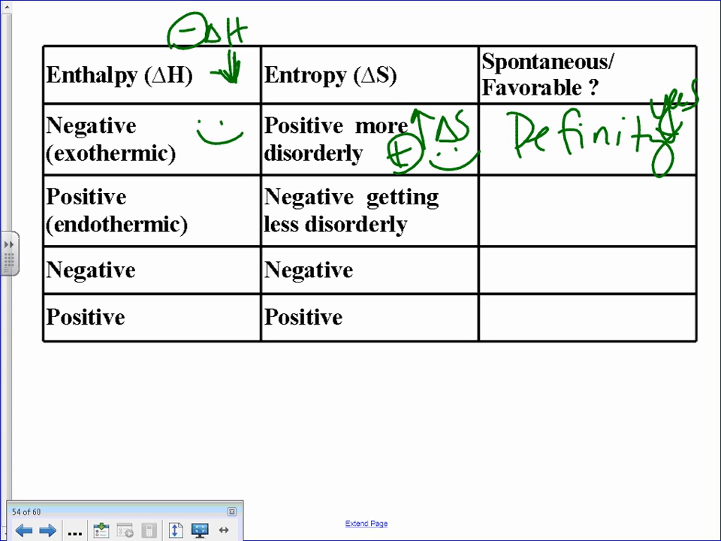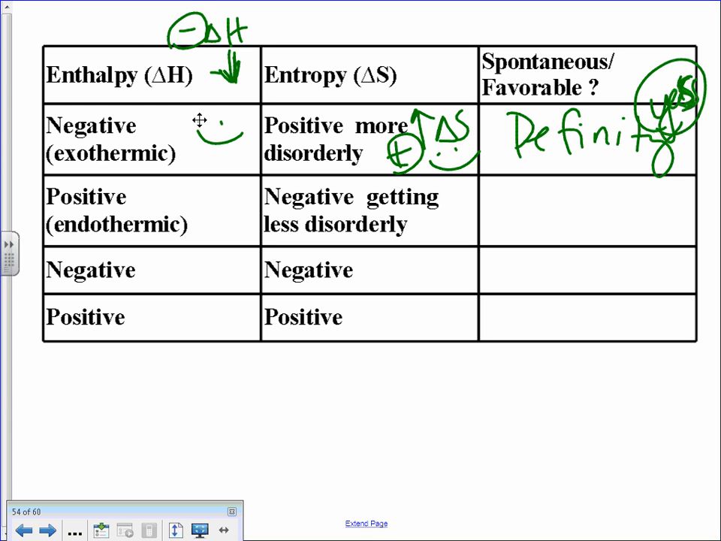Yes, definitely going to happen. It's favorable, however you want to say it. Spontaneous, it's favorable. It's definitely going to happen. So you can probably imagine that if those two factors were not satisfied, the reaction would not happen. And that's what the second row is showing.